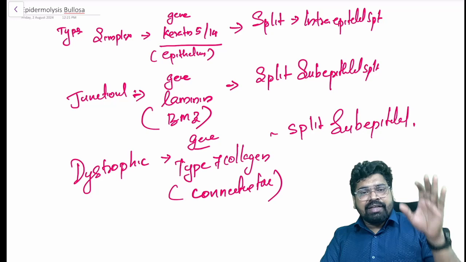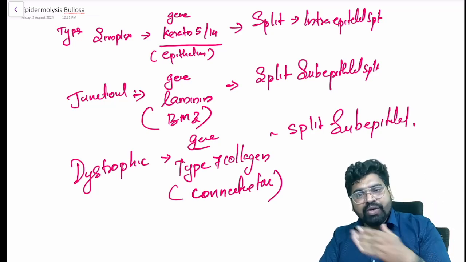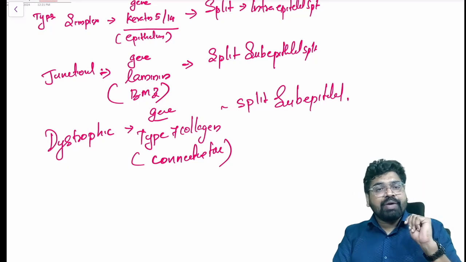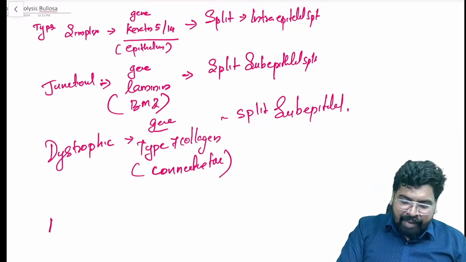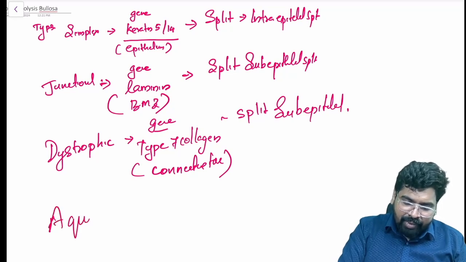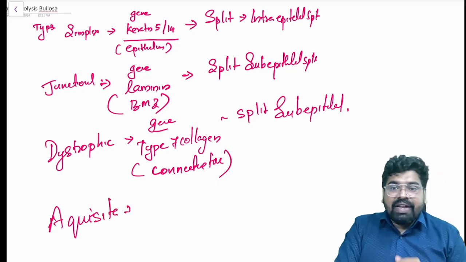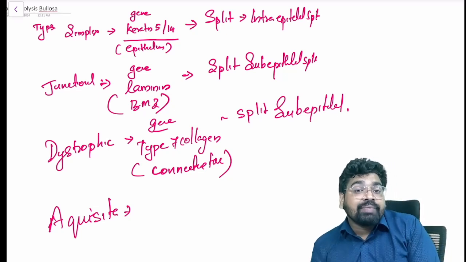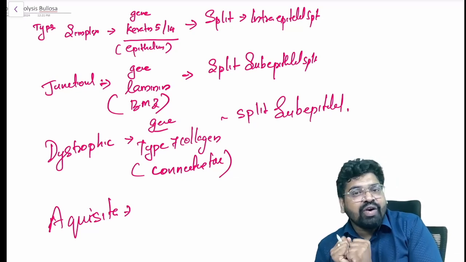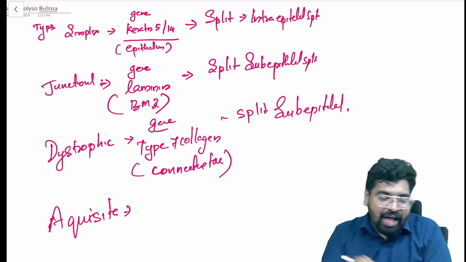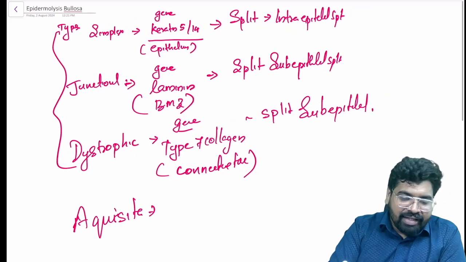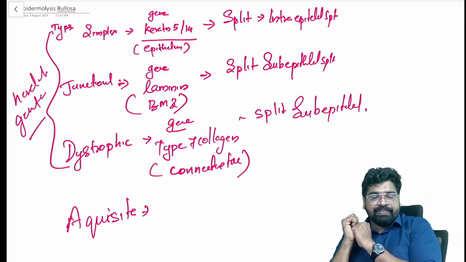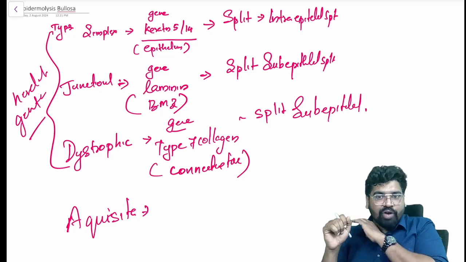Now you know the types: simplex, junctional, dystrophic, the gene mutation in each, and where the split is seen. Simple as that. Now there is a fourth variant of epidermolysis bullosa, called epidermolysis bullosa acquisita. There is a very interesting thing in this acquisita. You are acquiring something. This is an acquired cause. It is not hereditary, not genetic. The first three were hereditary, they were from the genes. But epidermolysis bullosa acquisita is not a genetic defect.